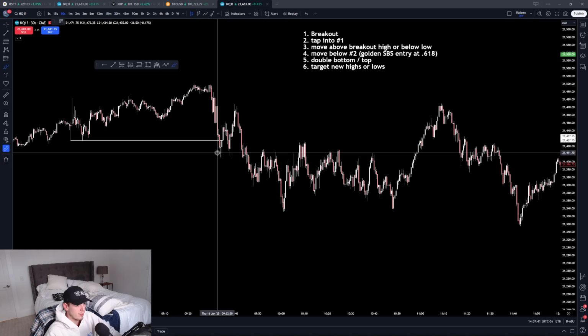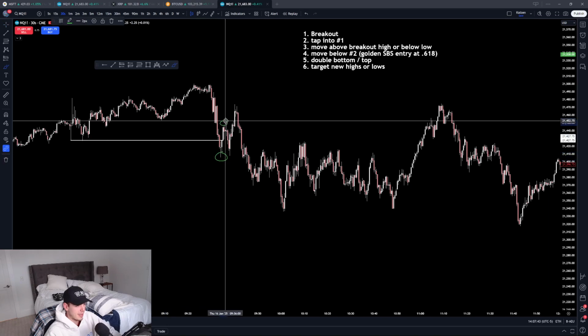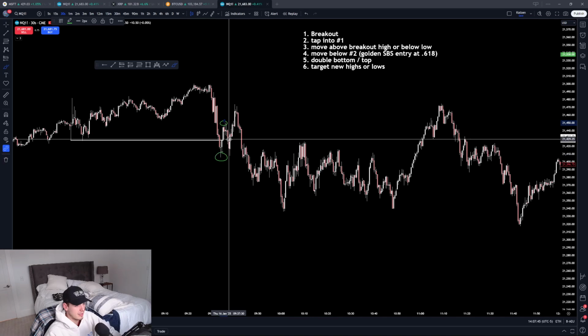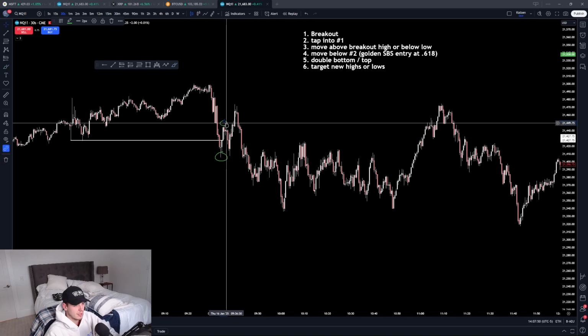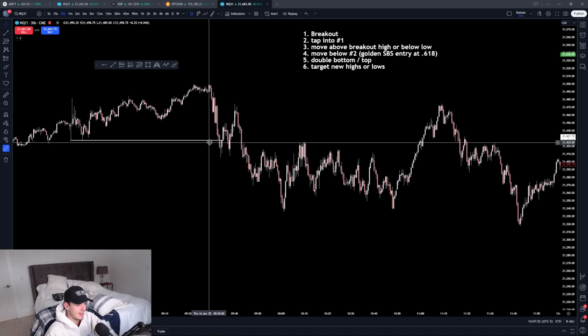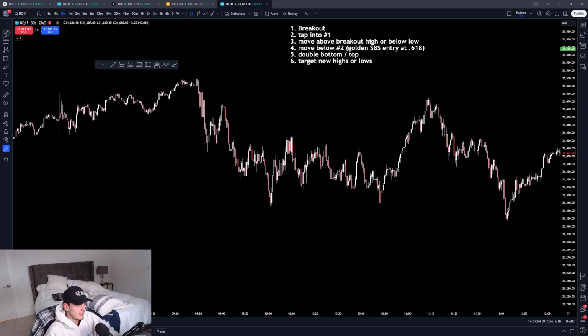This would be our step 1, our breakout, our tap back into the zone. And then 3, what do we need? We need it to move below 1. We didn't move below 1, okay? So that one did not meet our criteria, okay? So let's look over here.